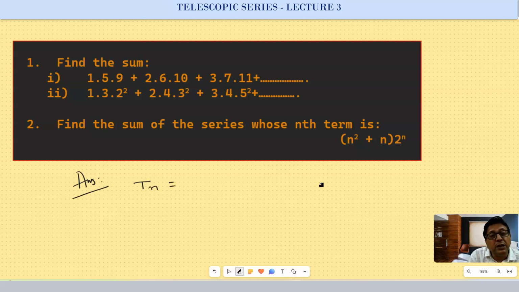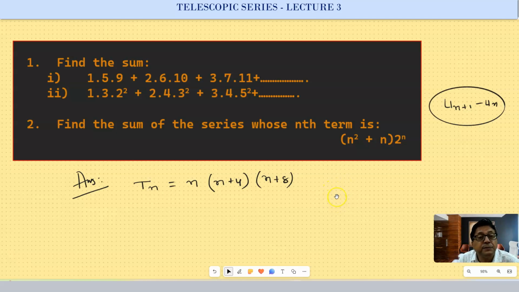Tn is what? The nth term of 1, 2, 3, all of you know, is n. This multiplied by this is n plus 4. I mean, 1 plus 4 is 5, 2 plus 4 is 6. So the second term we are writing as n plus 4, and this one is n plus 8. To find the sum of this series, finding the nth term is important. But this you can never express in the form u(n+1) minus u(n) or the opposite of it.